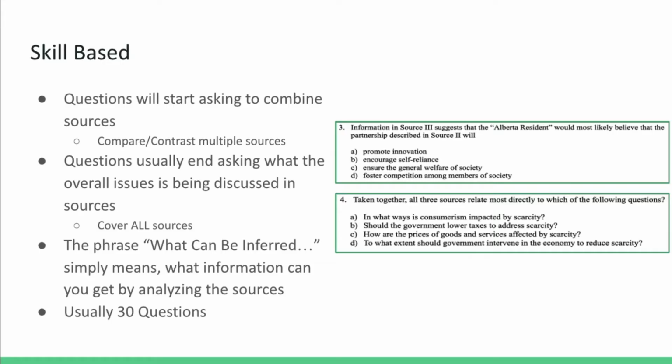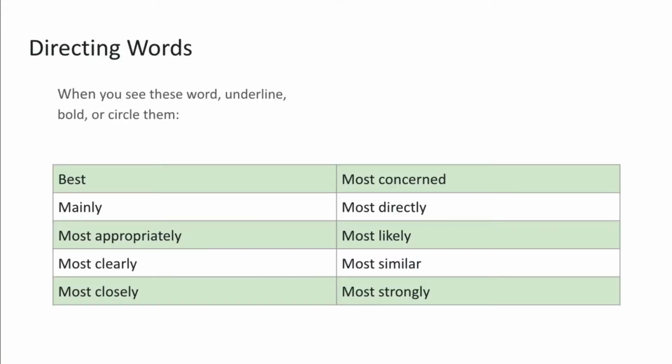So in terms of difficulty for this exam, we go from the easiest question down to the hardest question. And that last question is going to be, what do all of those sources have in common? Pay very close attention to these directing words. When you see them, underline them, bold them, circle them. You can write all over the exam anyway, so you might as well.